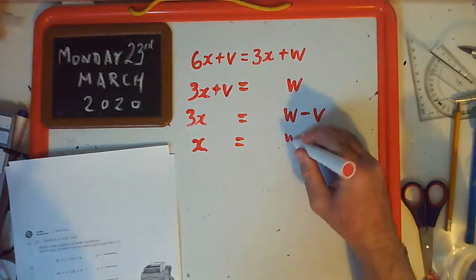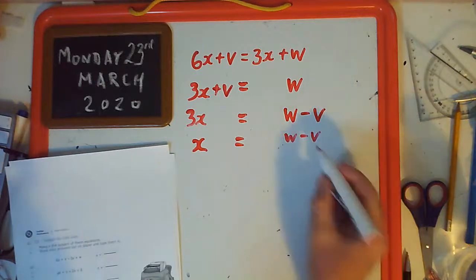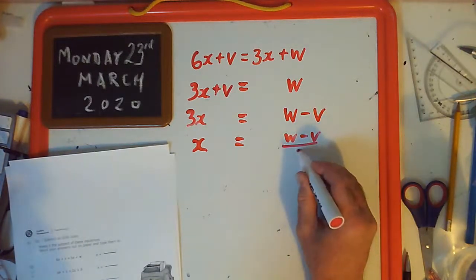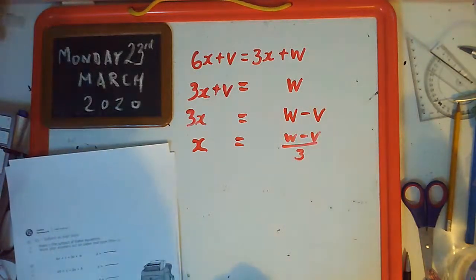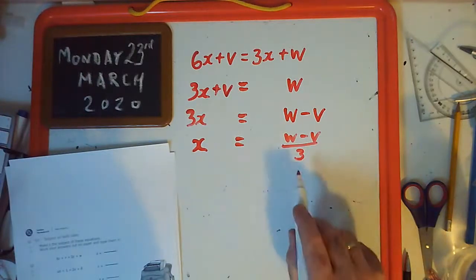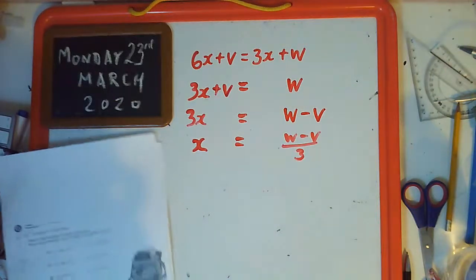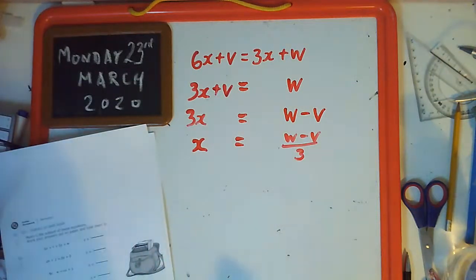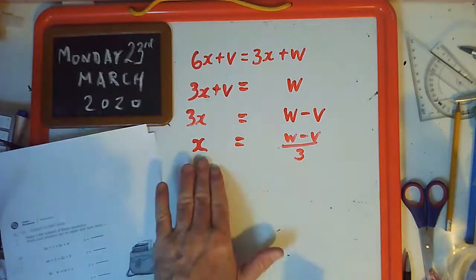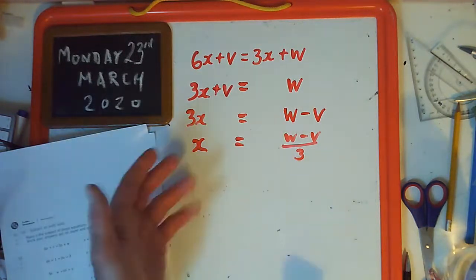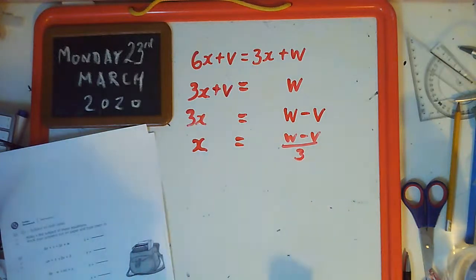But because an equation is like a balance, whatever I do to one side, I've got to do the same to the other side as well. So I've got to divide the right by 3 as well. And x equals w minus v, divided by 3. And that's the final answer for the first one. We've rearranged it, making x the subject of the equation. So we've rearranged it as x equals something with all the other stuff.